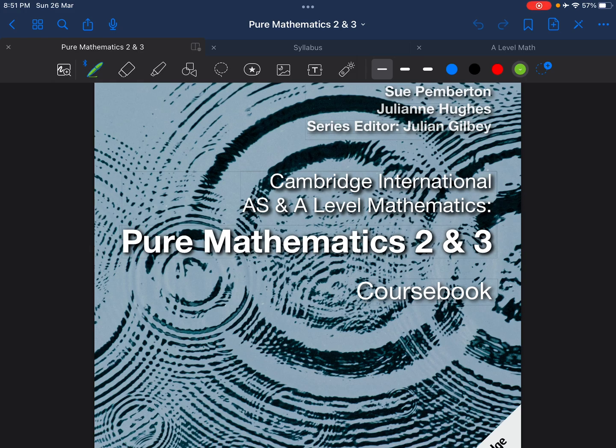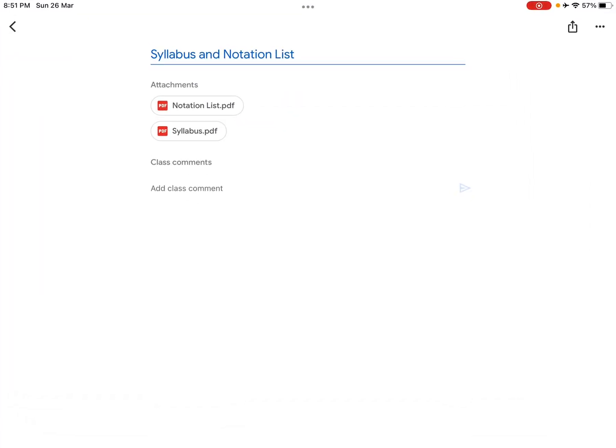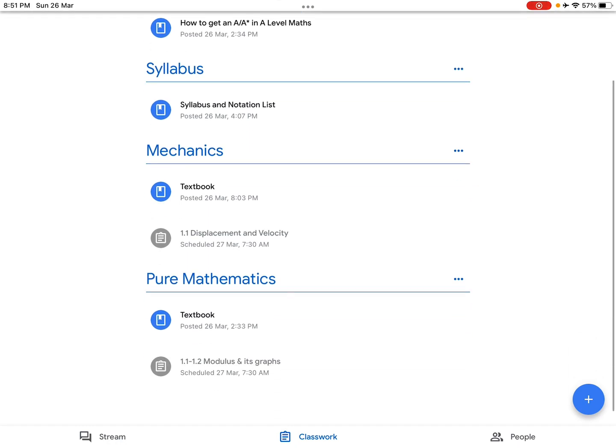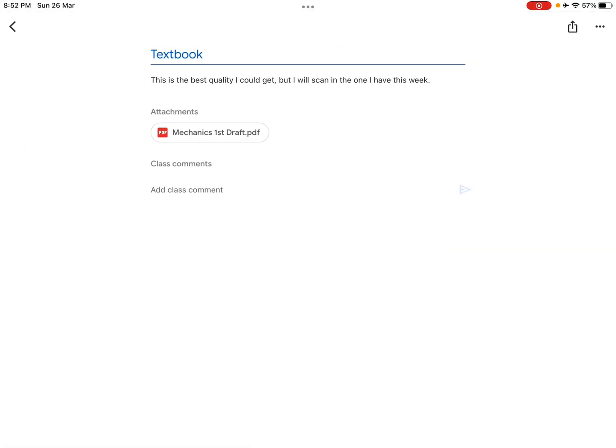And yeah, so that's just the first part, so that documentation is important. It is important. And then you'll see there is a topic called mechanics and there's a topic called pure mathematics. And both of them have this textbook link. And I will upload the actual textbooks as soon as I get them. I just quickly went online and found a few PDFs that we can use for now.